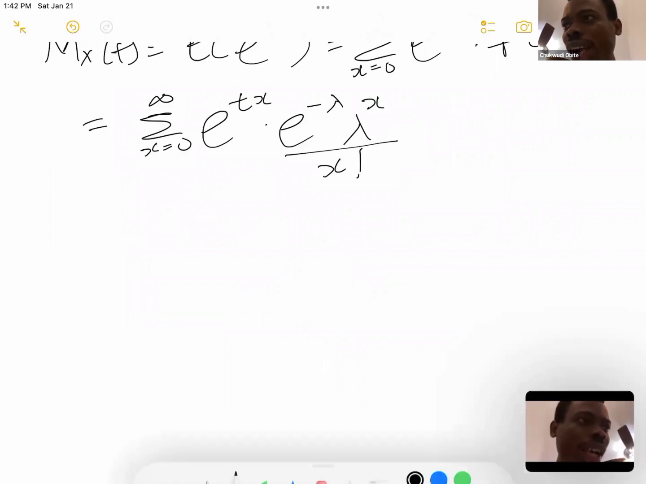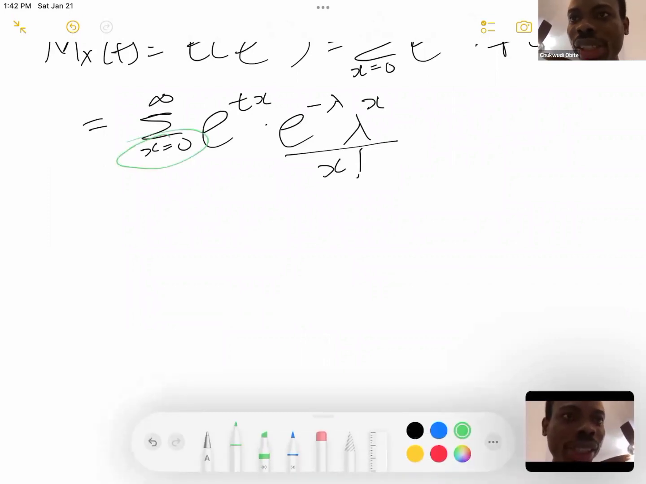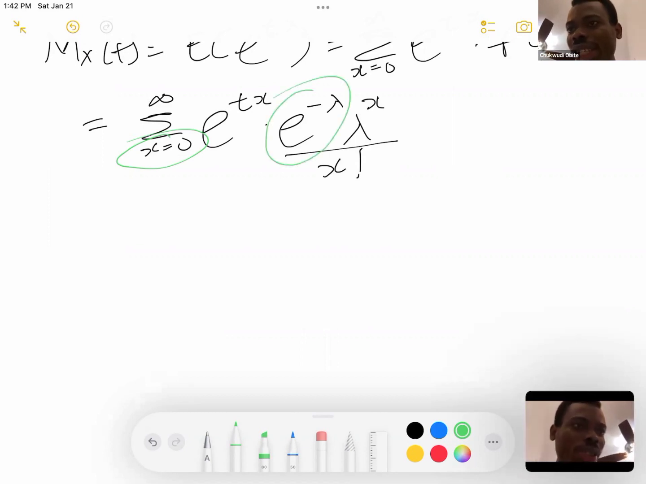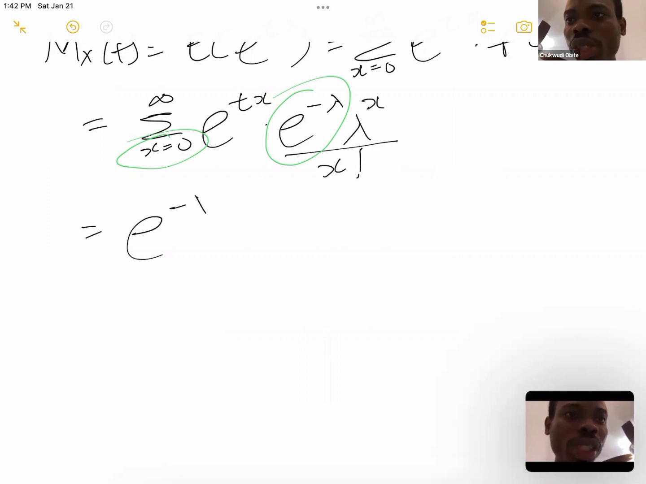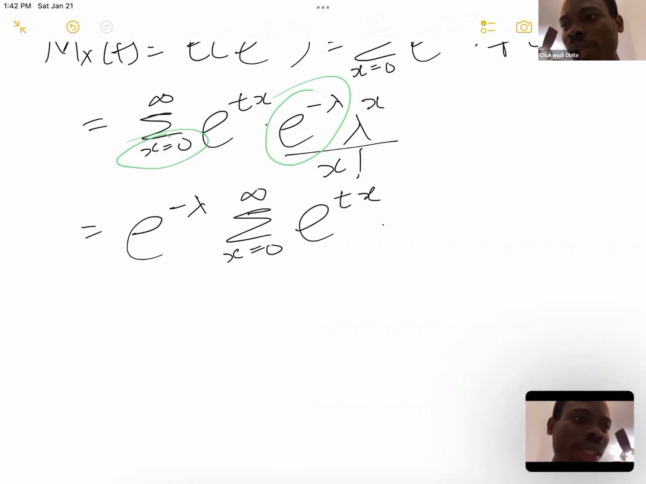Look at this. I'm summing with respect to x. So since I'm summing with respect to x, I can take all the constants outside. Constant means all the objects or functions that do not have x attached to them. So look at this, there's no x attached to it, so I can take it outside because it's not a function of x. This will give me e raised to power minus lambda outside, because it doesn't have x, and I'm summing with respect to x. So e^(tx) times lambda^x over x factorial.